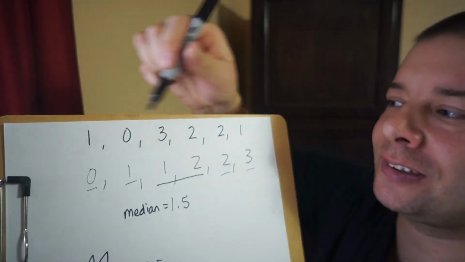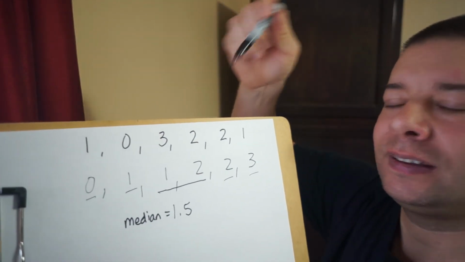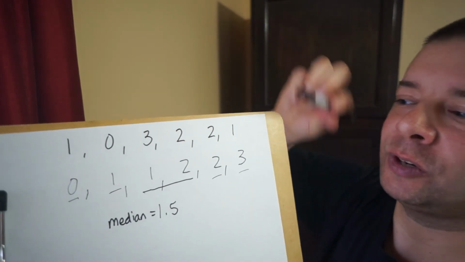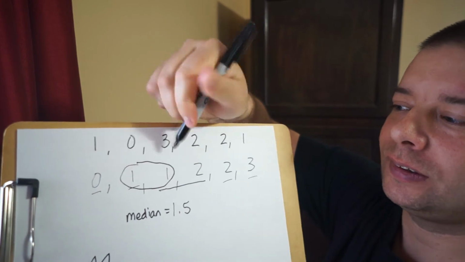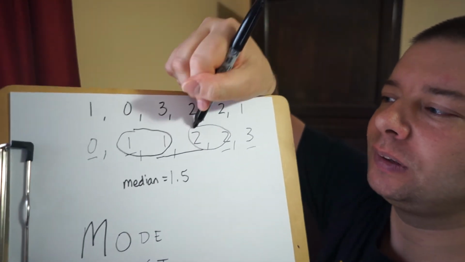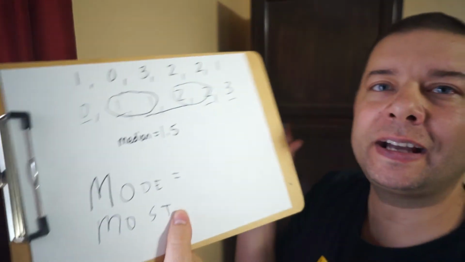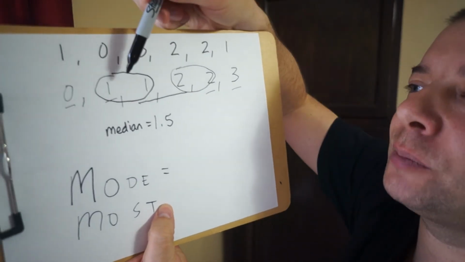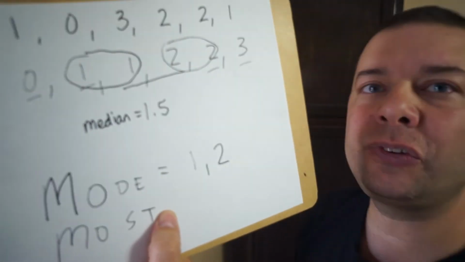If I just look at my data set up here, whether it's in numerical order or whether it's all scattered, sometimes numerical order makes it easier because I can look here and I can say, hey, look, I've got two number 1s. I only have one 0. I have two number 2s, and I have one 3. So the mode in this case would actually be two numbers. It's the number 1 and the number 2 because they occur most often.